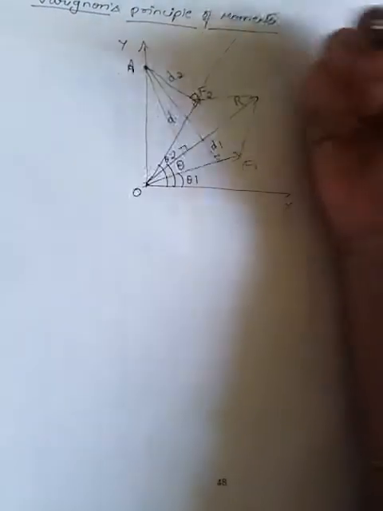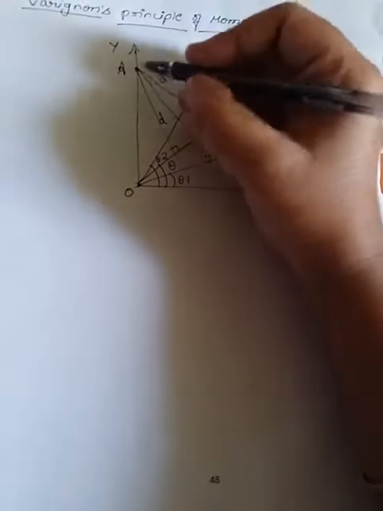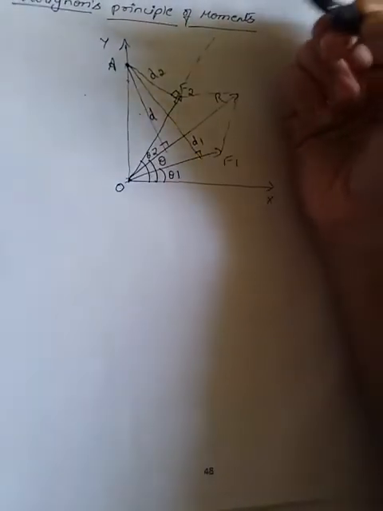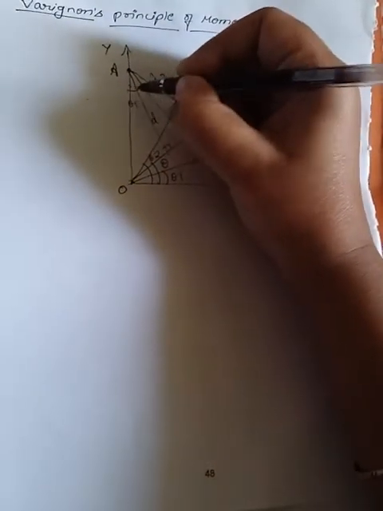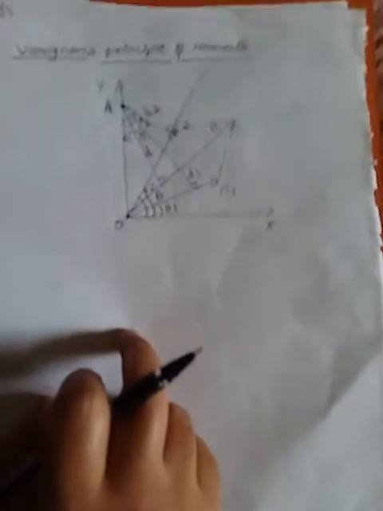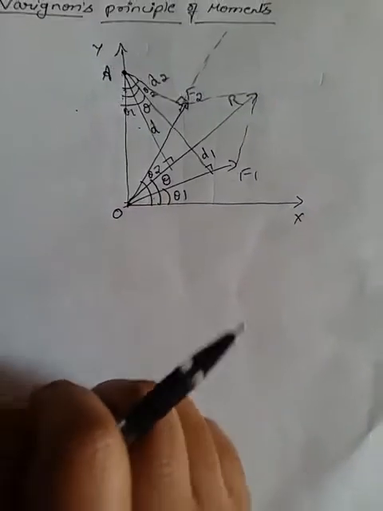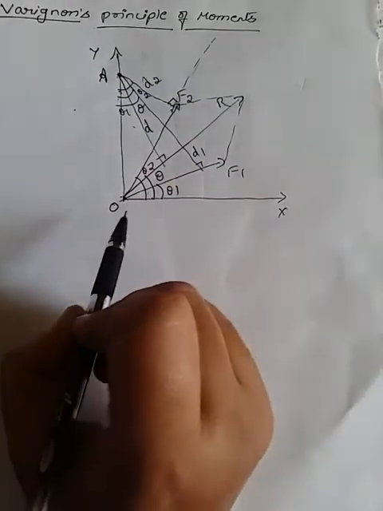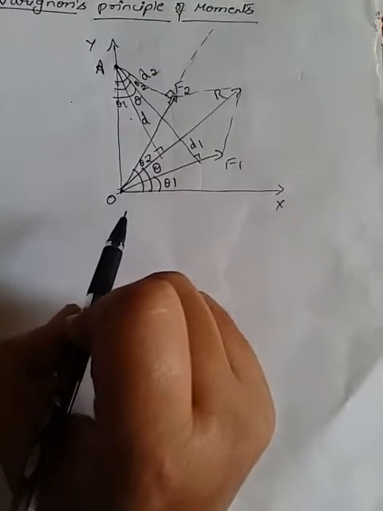And similarly here also I am going to take the angles, that is for F1 theta 1, F2 theta 2, and for R it is theta. Same angles I have considered here also. Now the figure is completed.